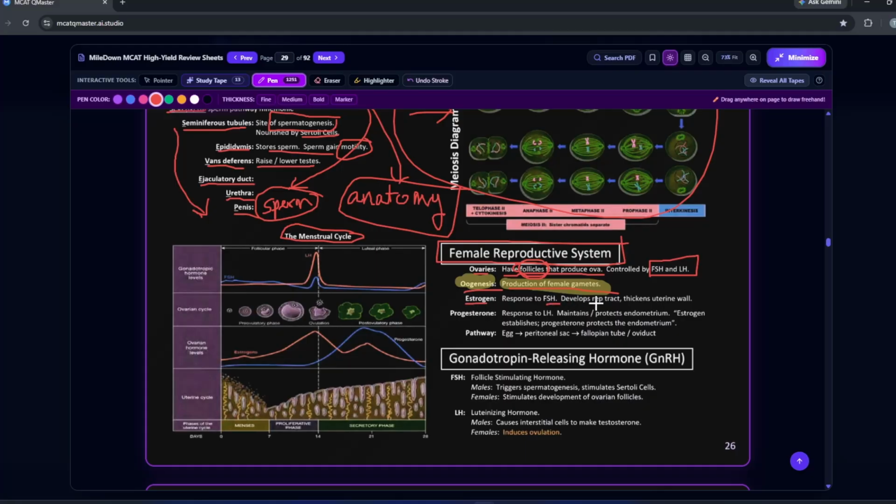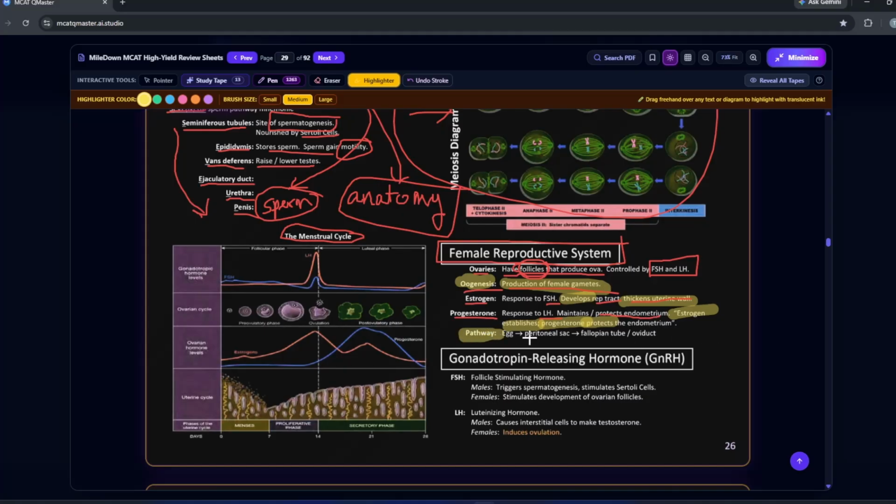Estrogen develops the reproductive tract and thickens the uterine wall. Progesterone responds to LH, maintains and protects the endometrium. Some people like to memorize it in this way: estrogen establishes. In other words, it's developing and thickening your uterine wall. So it's establishing, my bad. And then some people like to memorize that progesterone protects the endometrium by maintaining it. That's how some people like to memorize it.